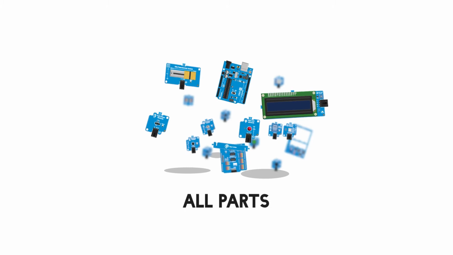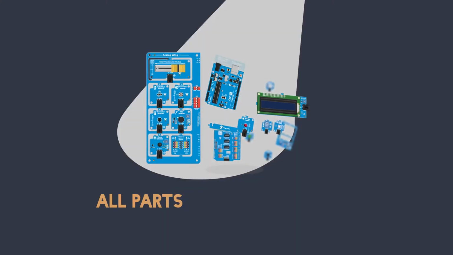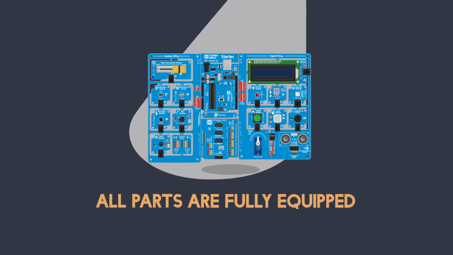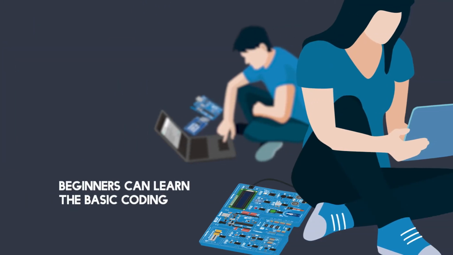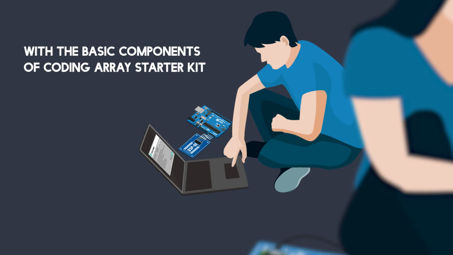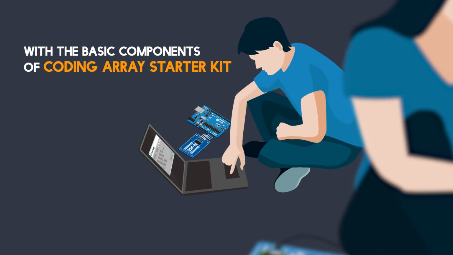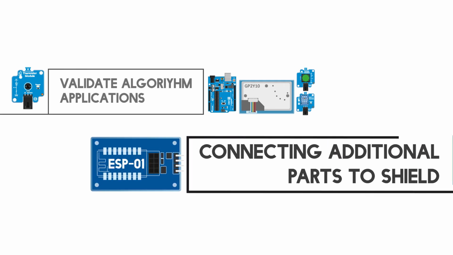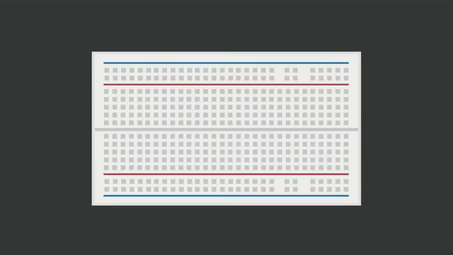But the starter kit from Coding Array already has all the parts in place so students can focus on learning to code properly. There are no wiring mistakes to make, and there is nothing to hook up backwards. You can learn to write algorithm applications quickly. As you grow in knowledge, you can even hook up additional parts by connecting them to the shield.